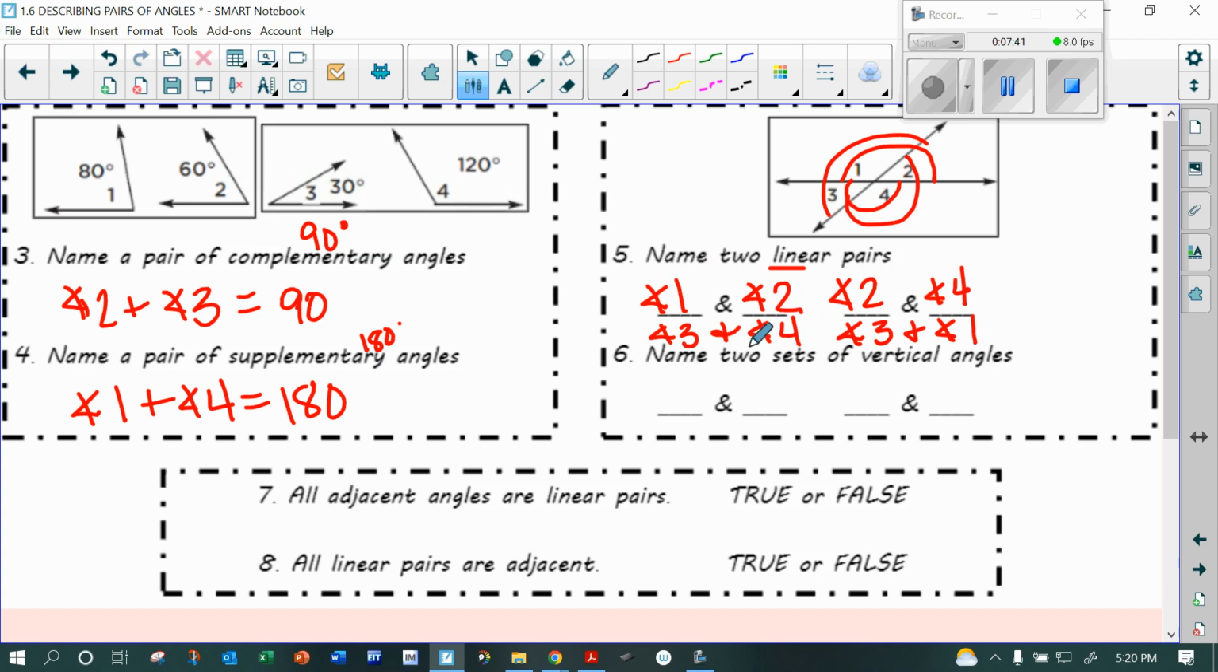Now, if we name 2 sets of vertical angles, so remember vertical, they have to be across from each other. So angle 1 is across from angle 4. 2 and 3 are across from each other.